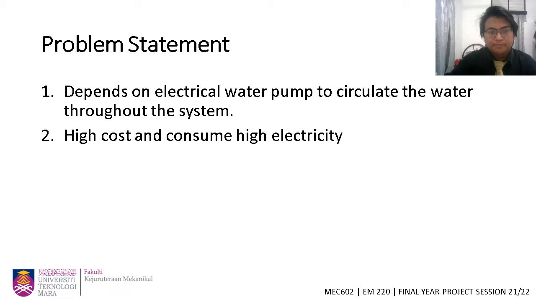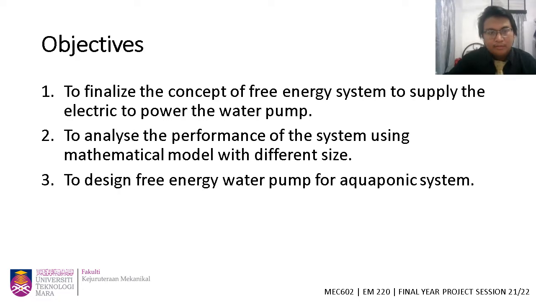The problem statement for this project is that nowadays aquaponic systems depend on an electrical water pump in order to circulate the water throughout the system, with high cost and high electricity consumption because of the use of an electrical water pump. There are three objectives for this project.